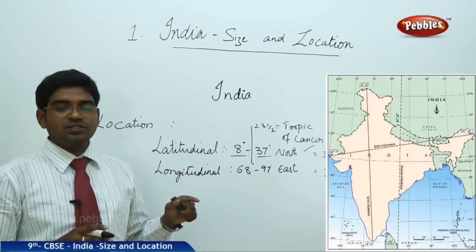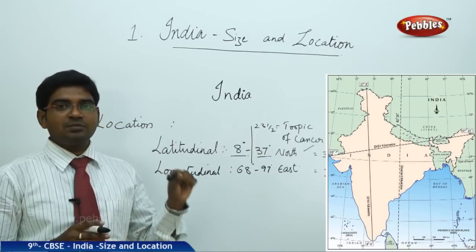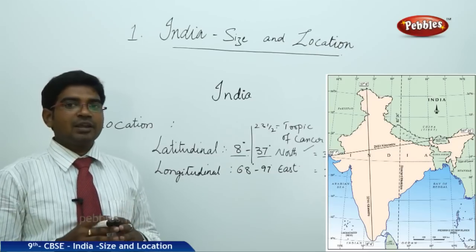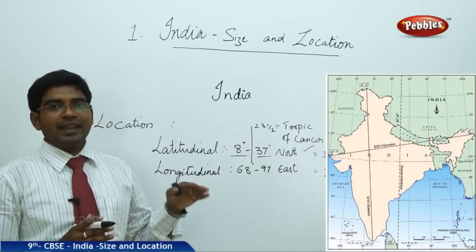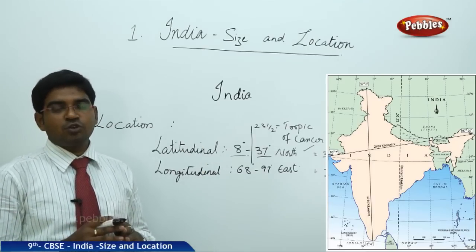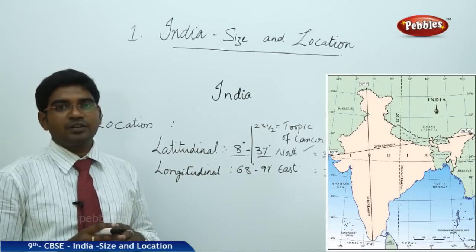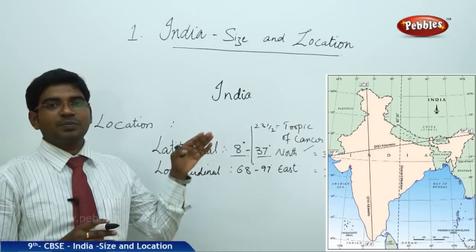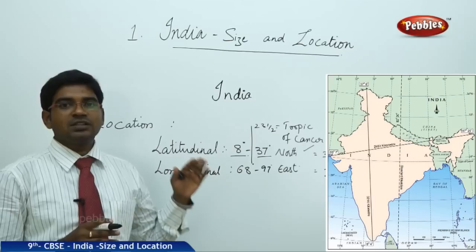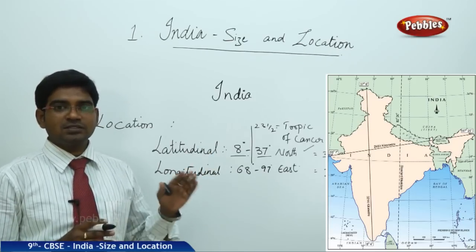The region which lies south of the Tropic of Cancer experiences hot climatic conditions because it comes under the torrid zone, whereas the land which lies above the Tropic of Cancer comes under the temperate zone. So the climate has a little less heat when compared to the southern region. The northern part doesn't experience very high temperatures, whereas the southern part experiences some of the hottest dry days during the summer.